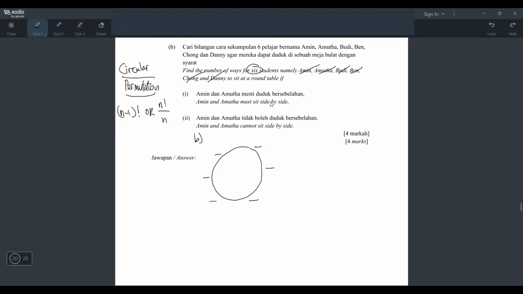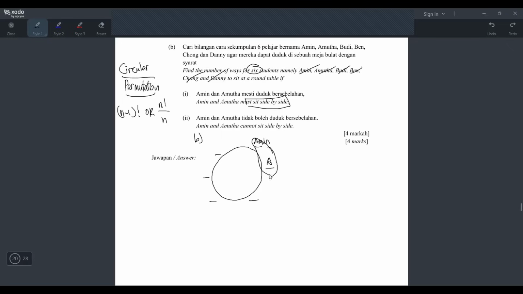But this one says Amin and Amuta must sit side by side. So if Amin and Amuta must sit side by side, I have to join 2 seats, right? Because when they move, they have to move together, and they must sit side by side. So one is Amin, and the other is Amuta. So I have to join them.